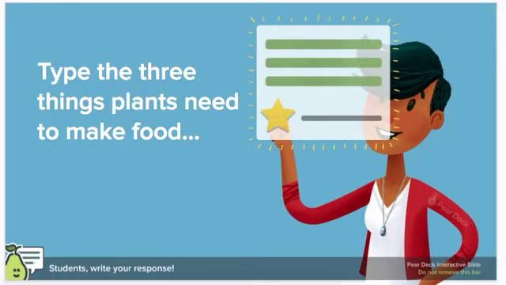Okay? I want you to pick up your pencil and on the sheet of paper that you have been drawing on, write the three things that plants need to make food. Rewind the video if you need to. Go back to that part of the video so you can see what they need.